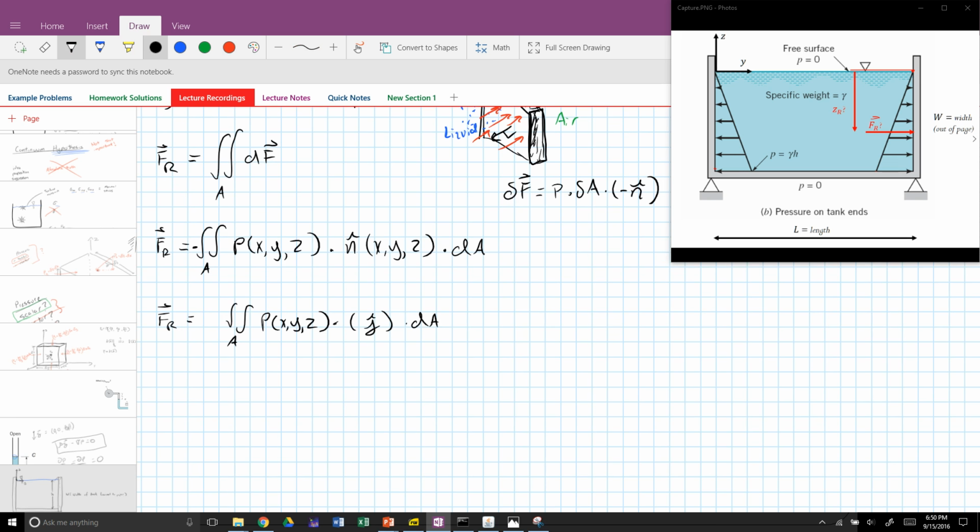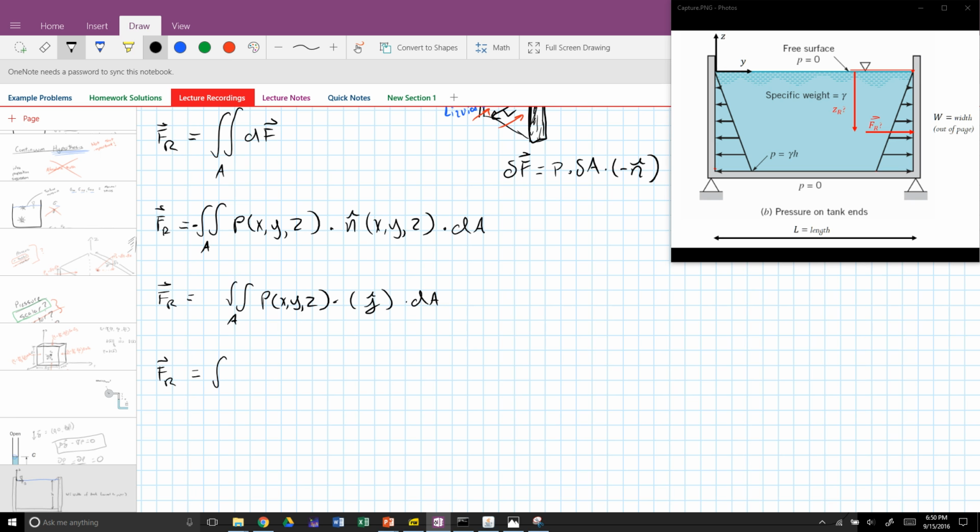Okay, I'll leave it to you to calculate the force on the left-hand side wall if you so choose, but the same reasoning is going to apply. So let's go ahead and actually plug in known values for the pressure. It's equal to the integral over the area of negative rho g z times dA times j.